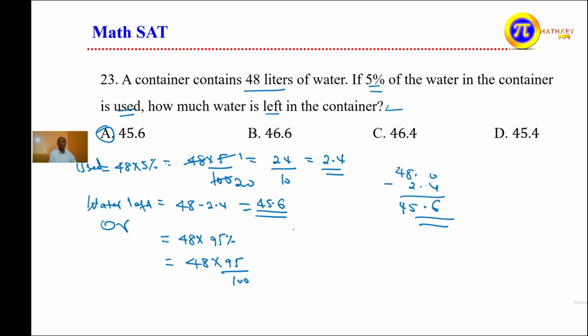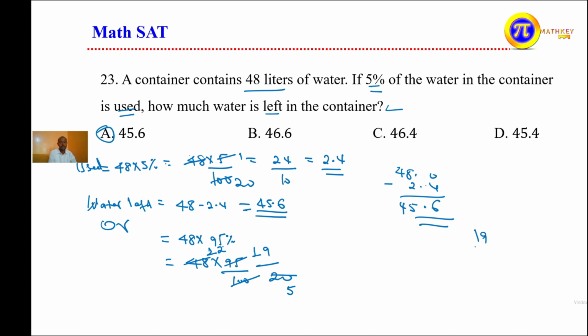If possible, you can simplify this one. This is by 5, that is 19. This is by 5, this is 20. This is by 4, this is 5. And this is by 4, that is 12.